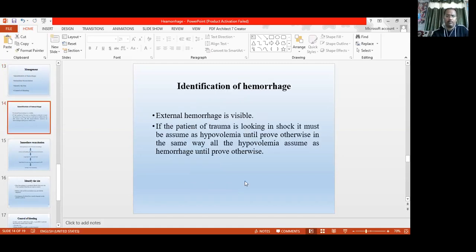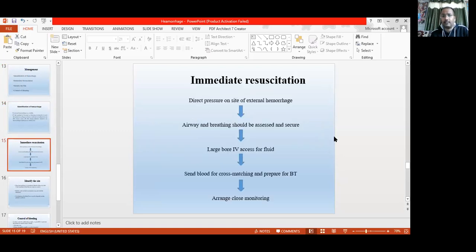Next you have the identification, which means you have already identified that this patient has hemorrhage. Now you have to start resuscitation. In external hemorrhage, where you can see a wound and visible bleeding, the first thing you have to do is give direct pressure at the site of bleeding, so that you can gain time.